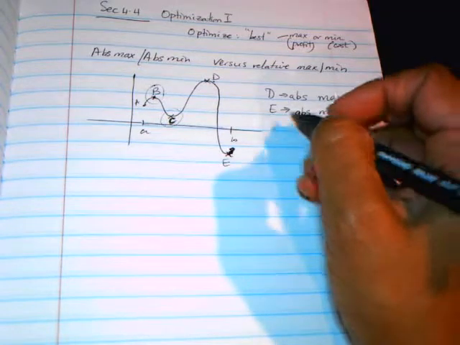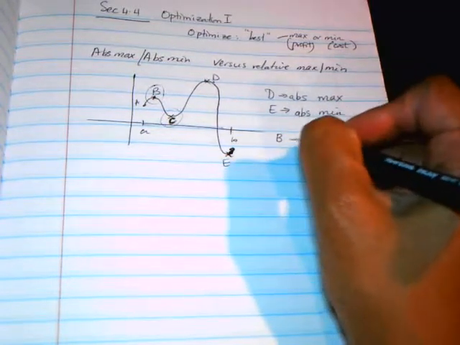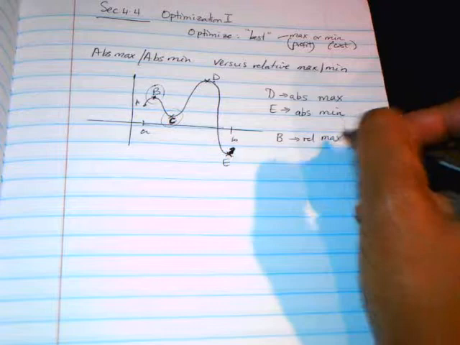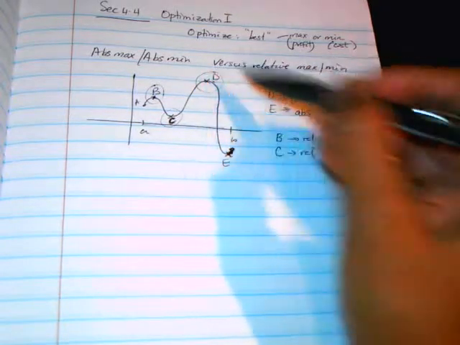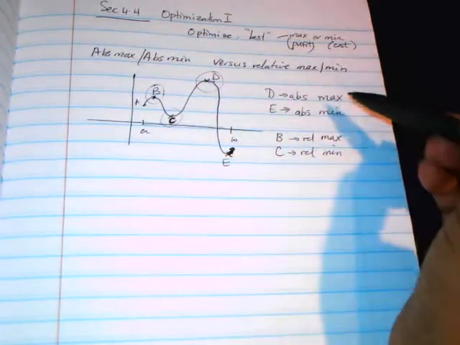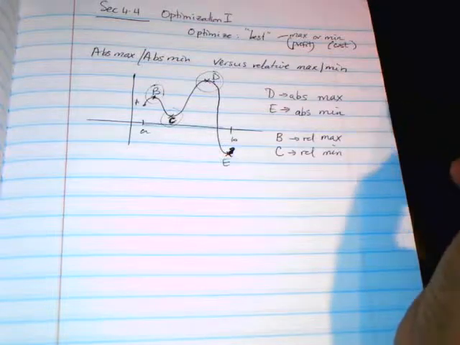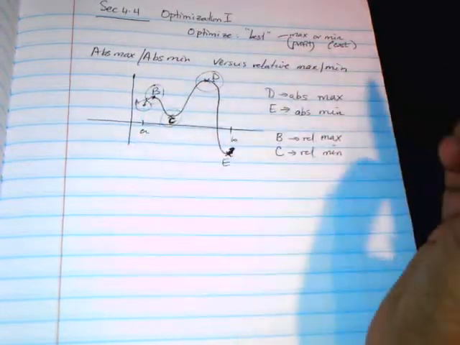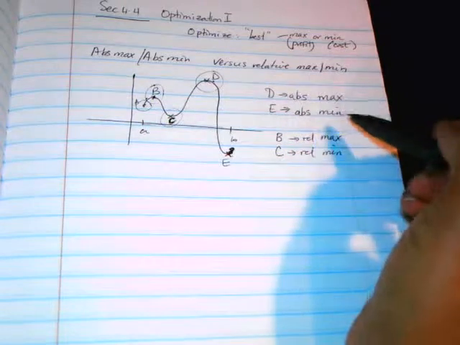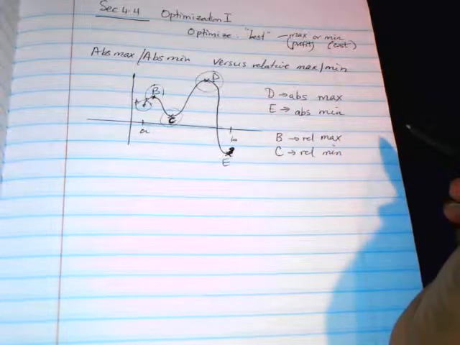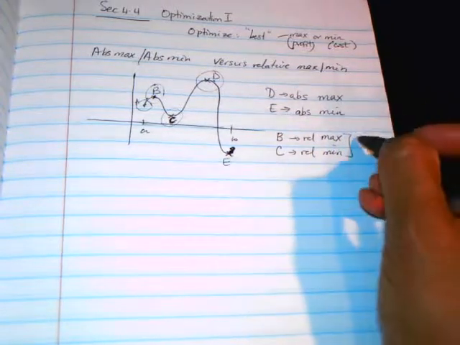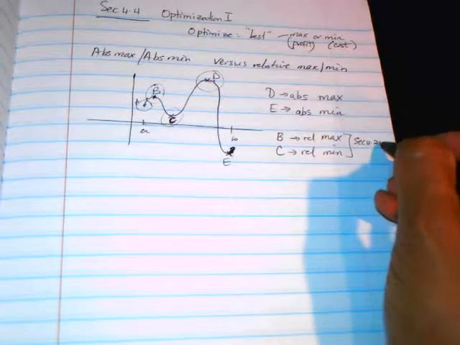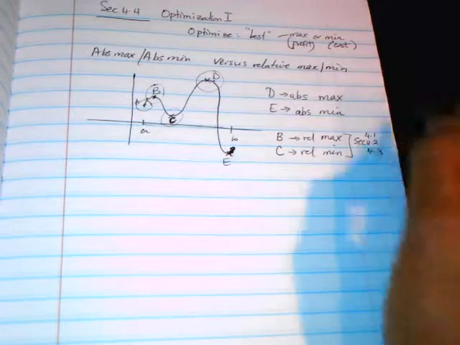So B is a relative max, C is a relative min. Also by default, in this neighborhood, that's a relative max, but being an absolute max is even stronger. A also is relatively low as an endpoint. Now the goal in this section is to be able to find not the relative max and min. This was done in sections 4.2, 4.1, and 4.3.